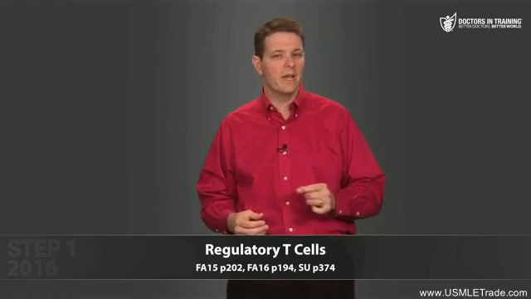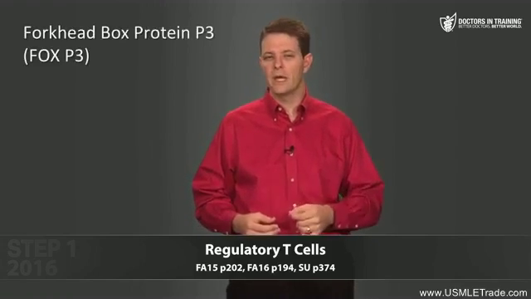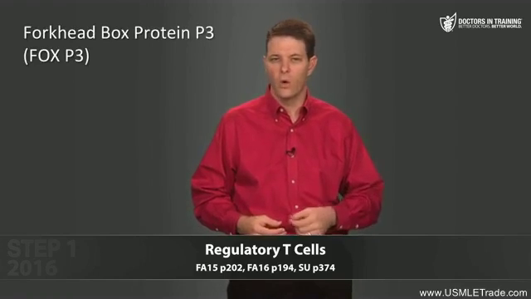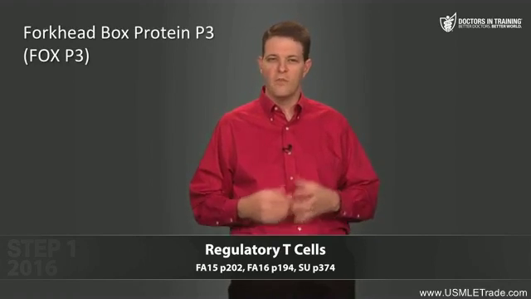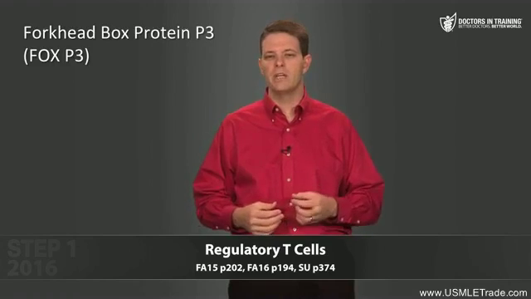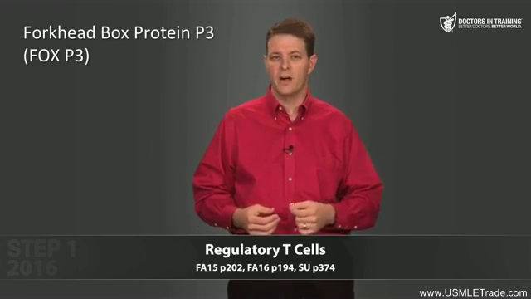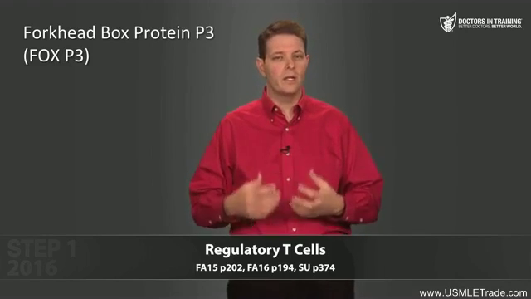So one of the picky details that's been known to turn up on step 1 has to do with a regulatory protein called forkhead box protein P3, or FOXP3. FOXP3 is a protein encoded by a gene found on the X chromosome, and this FOXP3 protein is a transcription factor that helps to control the development and function of regulatory T cells. Patients with a mutation in this FOXP3 gene can't suppress their immune system, and they develop a rare but lethal condition called IPEX syndrome.